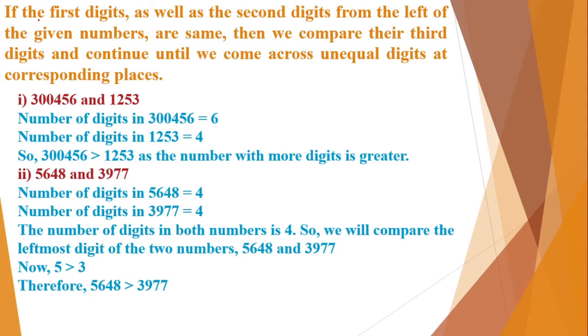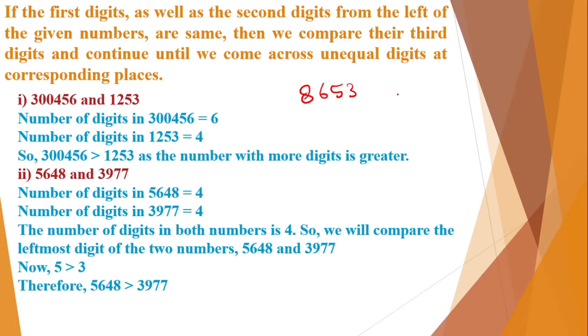So, if the first digits as well as the second digits from the left of the given numbers are the same, then we compare their third digit and continue until we come across unequal digits at corresponding places. First we compare their leftmost digit, and then we compare their second leftmost digit. But if the second leftmost digit is also equal, we keep on comparing their next digit, the third digit. So let me take an example.